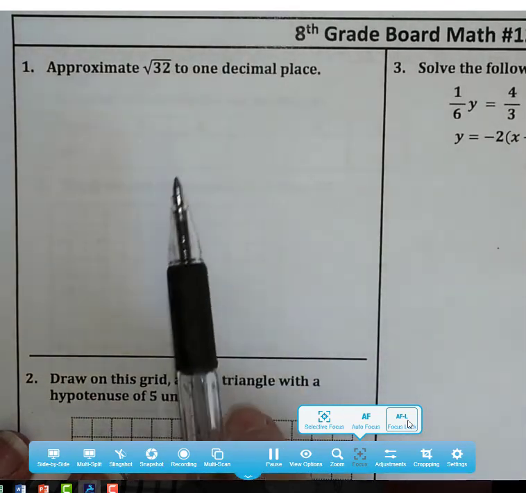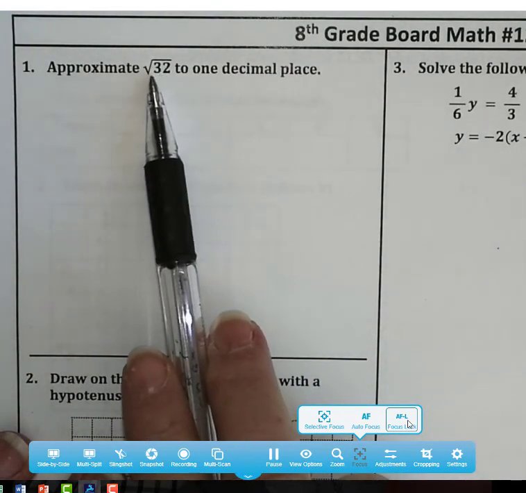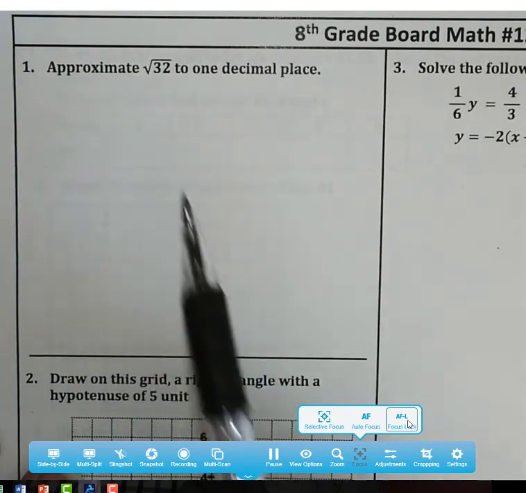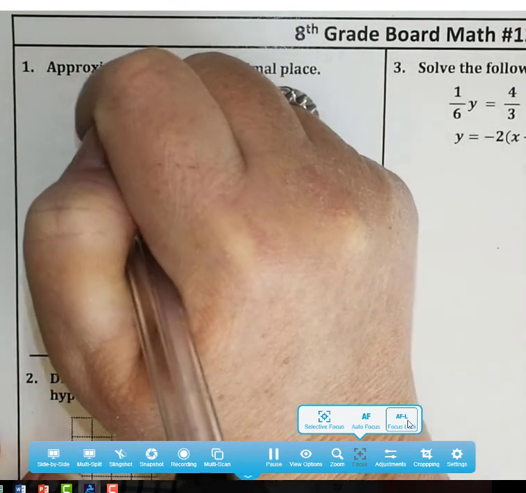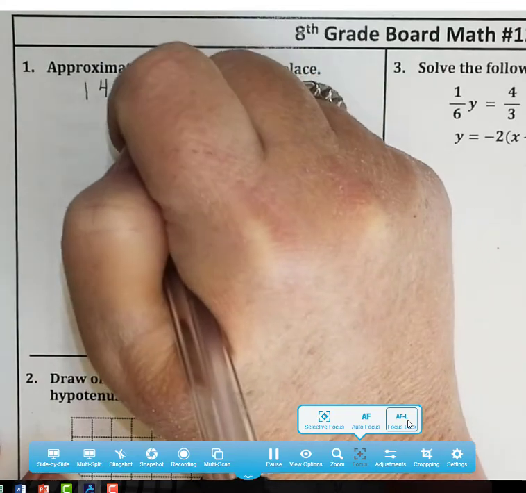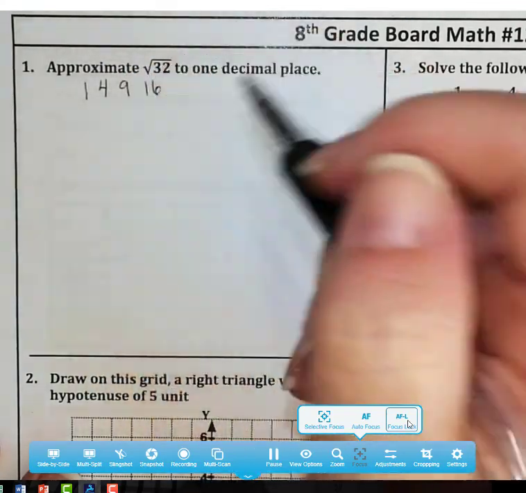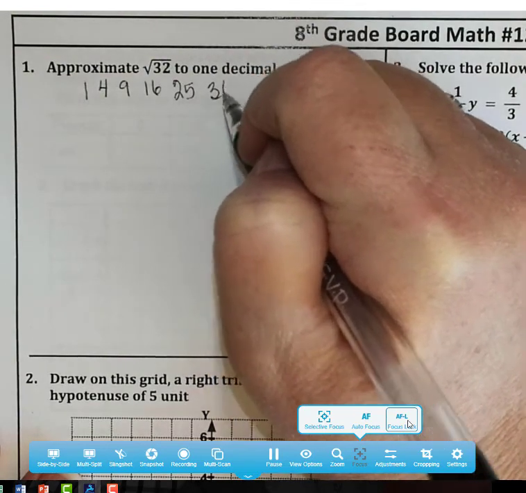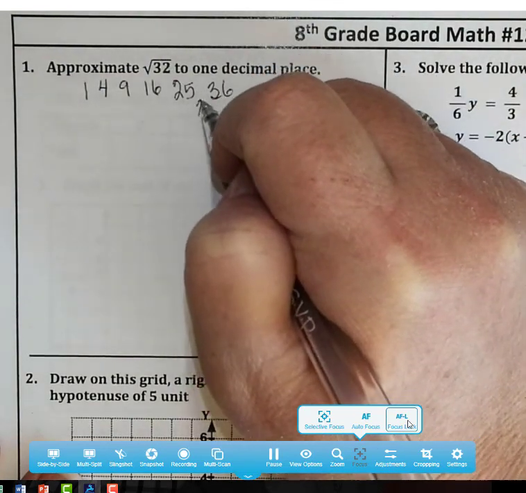Alright, so the first thing we need to do is decide where this fits in the line of perfect squares. So 1 squared is 1, 2 squared is 4, 3 squared is 9, 4 squared is 16, 5 squared is 25, and 6 squared is 36. And obviously 32 would fit between these two.